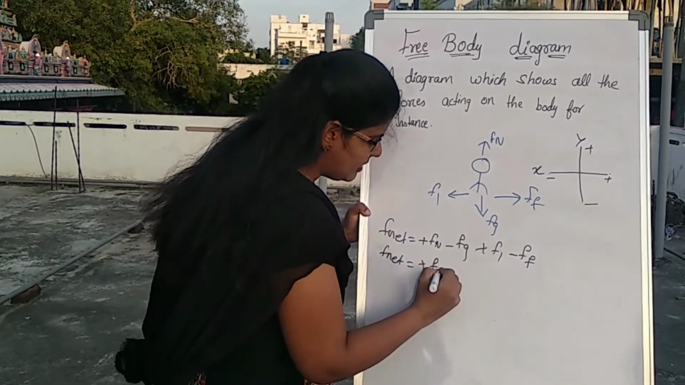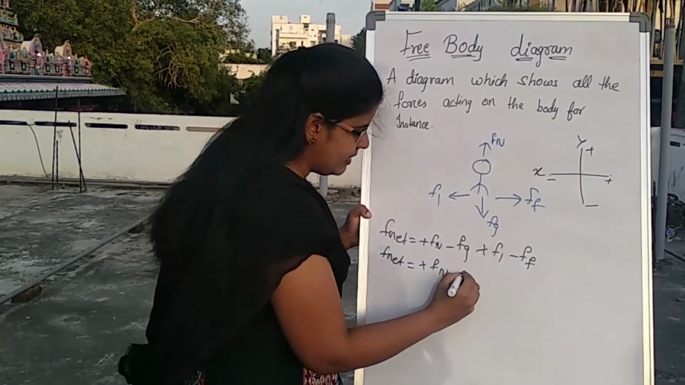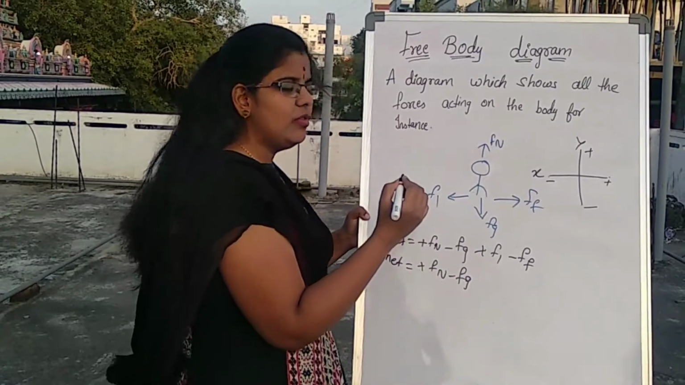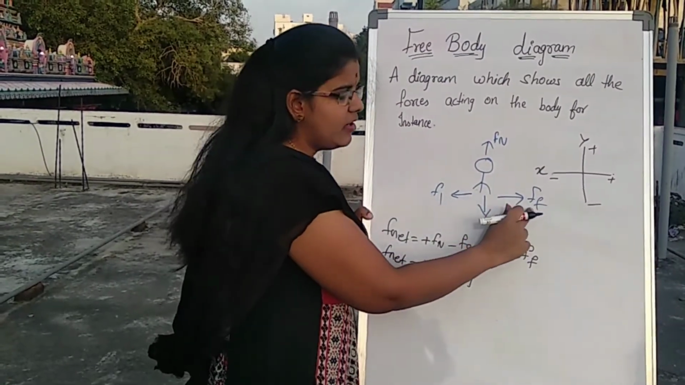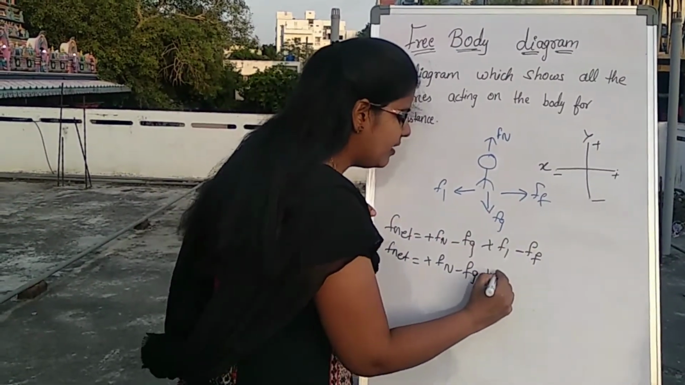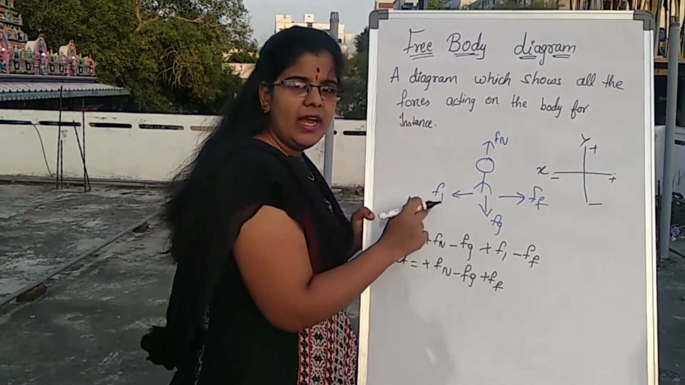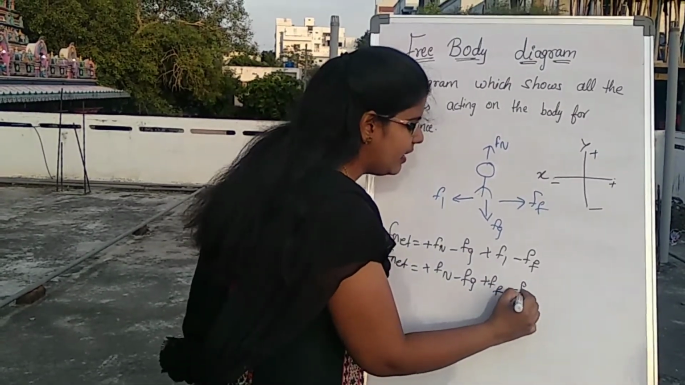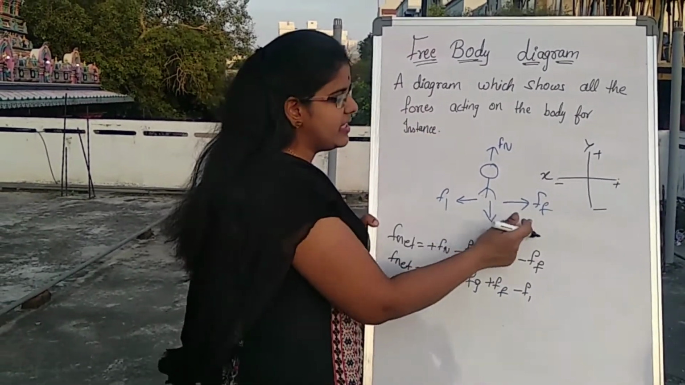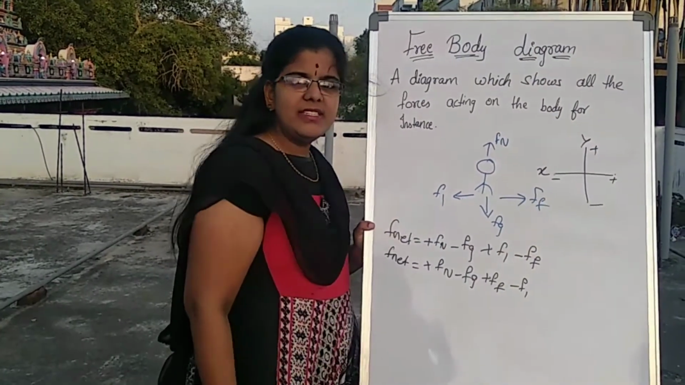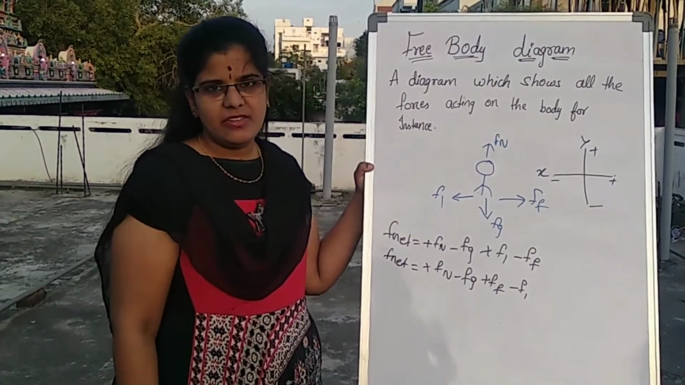So here, plus Fn minus Fg. But now which one to take place here? Frictional force you have to take positive, and force acting you have to take minus, because they have changed the direction, and according to the signs you can change the signs also.